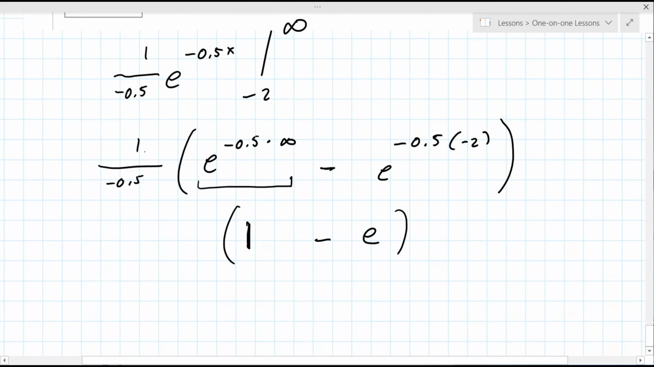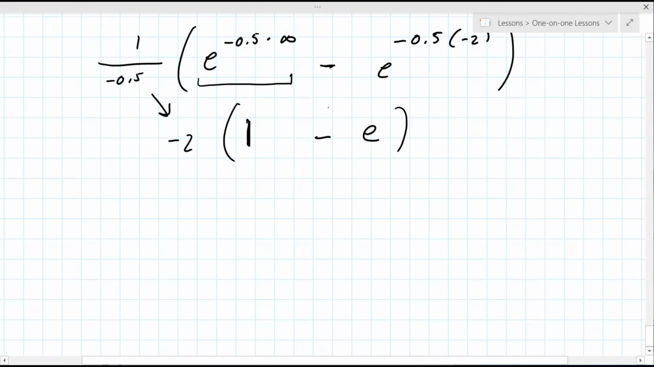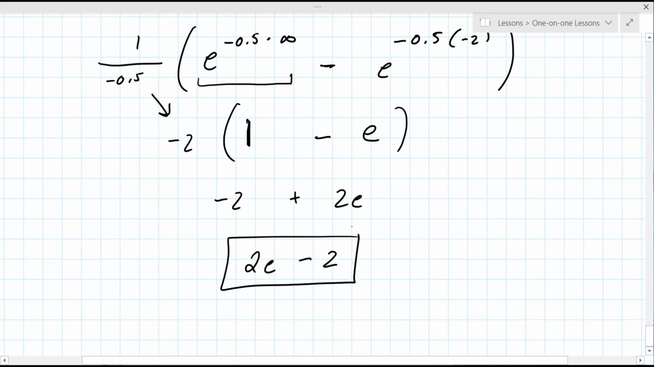Times, this becomes -2, 1 over, like that. So if you wanted to distribute in, this becomes -2 plus 2e, and then most students write it as 2e minus 2 as your final answer for that.